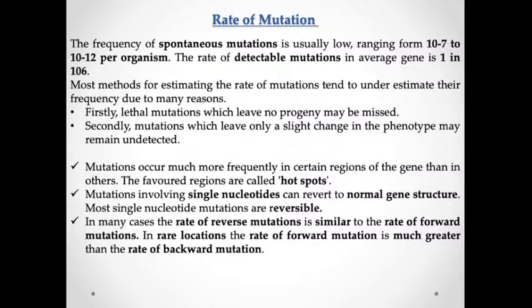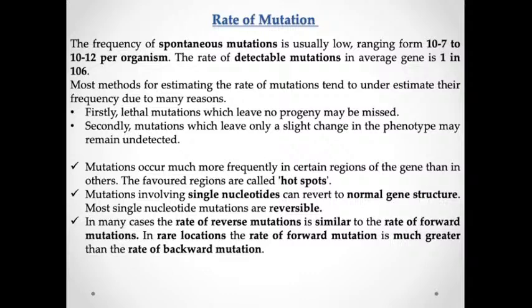Then comes the next term, the rate of mutation. In this case, you can see that the frequency of spontaneous mutation is usually low. It doesn't happen at a very high range, from 10 to the power 7 to 10 to the power 12 per organism. And the rate of detectable mutation in an average gene is 1 in 10^6. So 1 in 10^6 genes, this rate of mutation is happening.